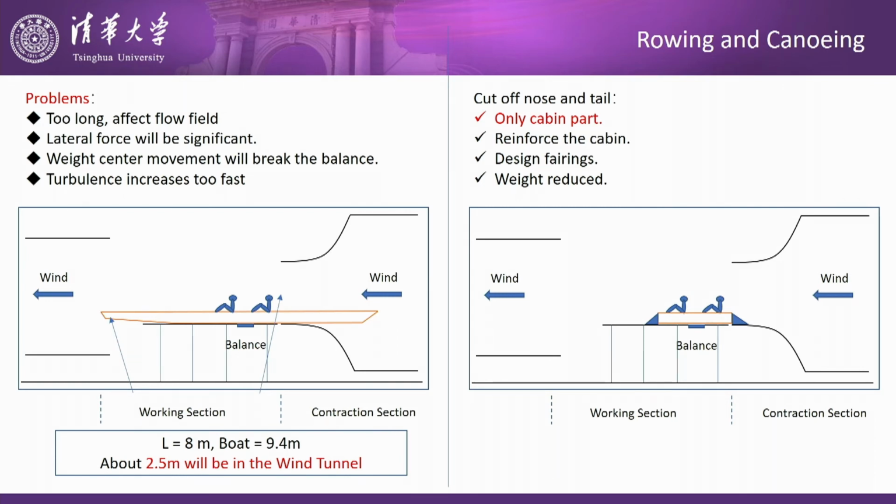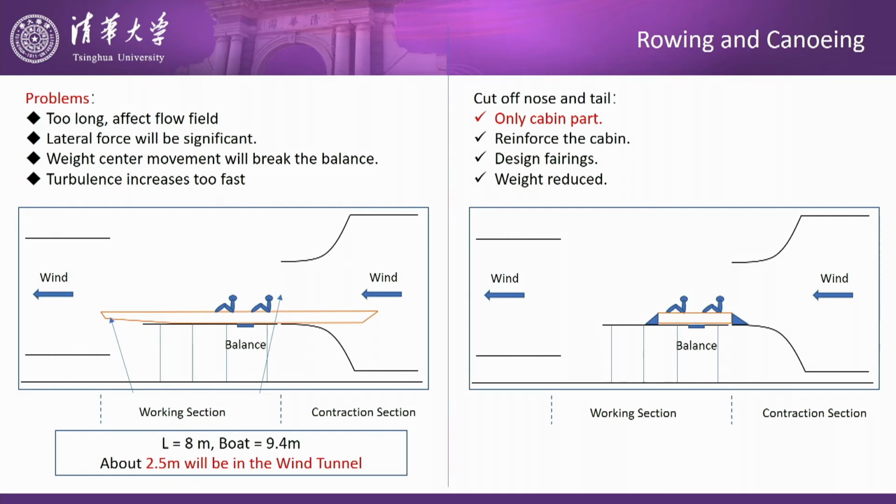Okay, 8 meters. And the working section is already 8 meters long. It's already huge, but the boat is 9.4. It's double. If it's 8 people rowing, the 8-person rowing boat is over 19 meters. So it's too big, too heavy. And in rowing, the weight center of the athletes is always changing, so it could break the balance. What we can do, we cut it. A very expensive boat, we just cut it.